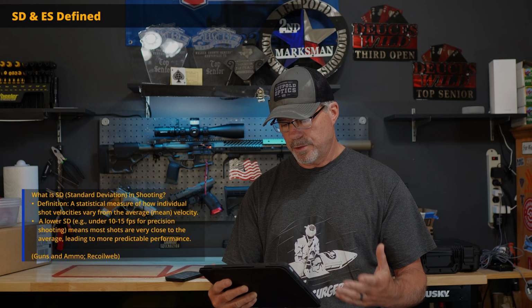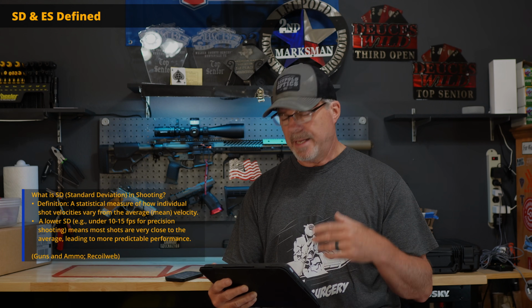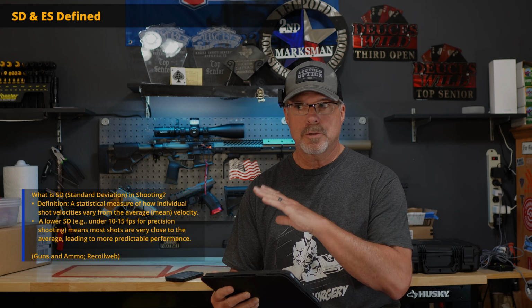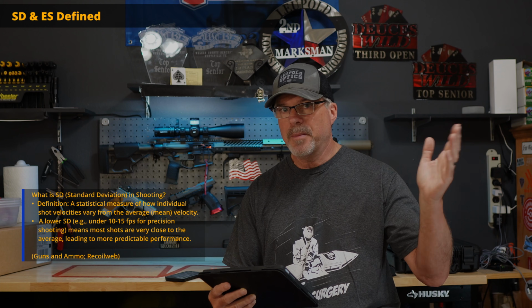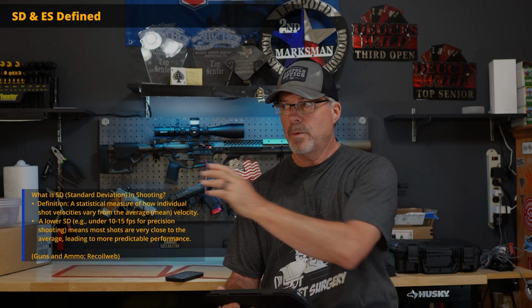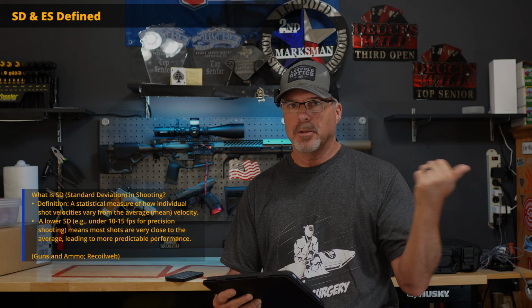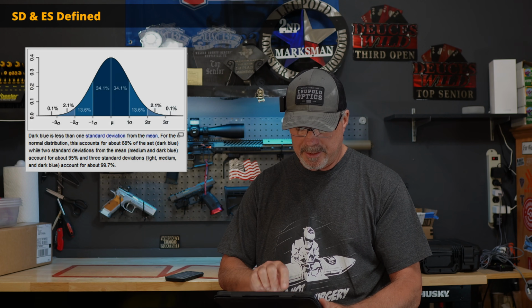It offers a better indication of overall uniformity than extreme spread. Because with extreme spread, you might have one shot way out here and one way out here, and you go, "Oh, this is all a bunch of crap." Maybe those are the only two shots and everything else is pretty close together. So let's look at an example of standard deviation here.